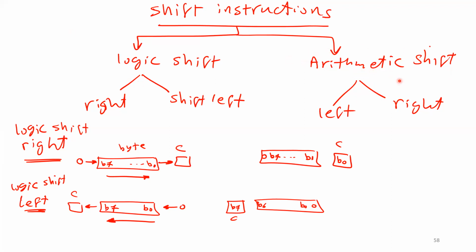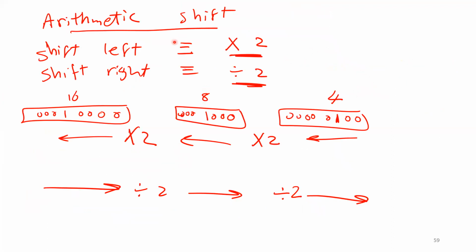We call it arithmetic shift, because shift can be used to multiply by 2 or divide by 2. If you shift left, you actually multiply the number by 2. If you shift right, you actually divide the number by 2. Let me give you an example. This number is 4. If I shift left, now it is 8. So it is multiplied by 2. If I shift left again, now it is 16. So every time you shift left, you multiply by 2.